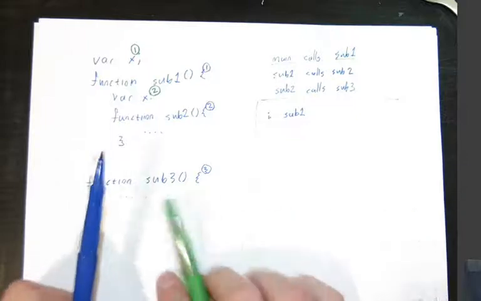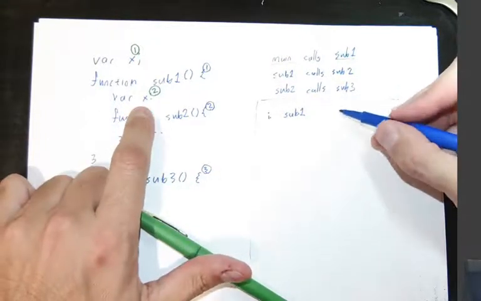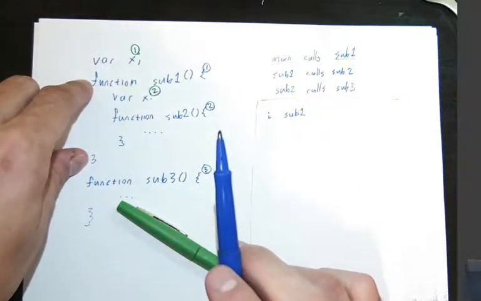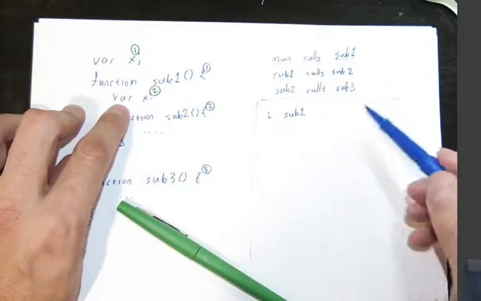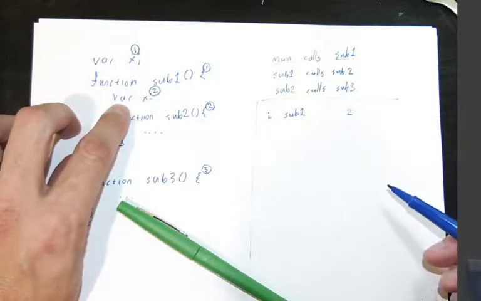So if we're in sub1, the correct declaration for x under static scoping has to be the local one, right? So it's going to be number 2. That would be true for static or dynamic scoping.